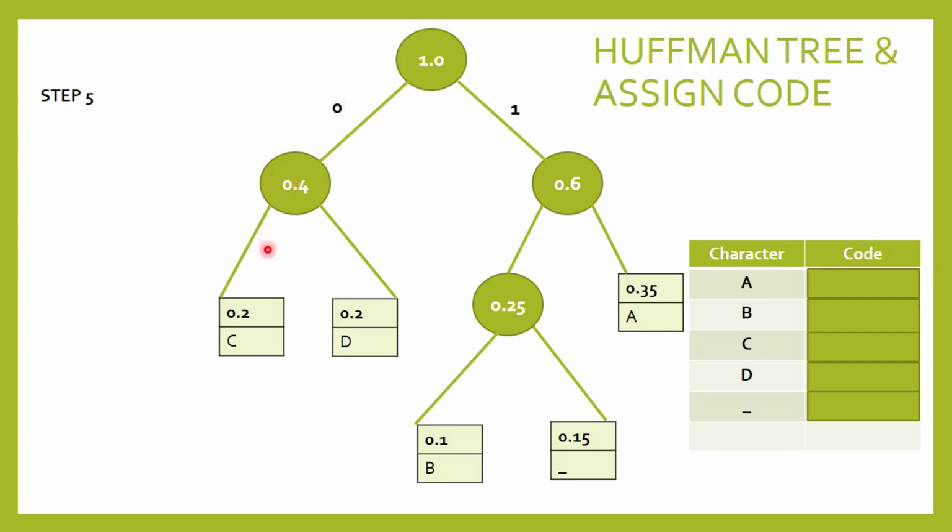Again come here, for this root, this is the left and this is the right. Assign left branch as 0, right branch as 1. Come here, assign left branch as 0 and right branch as 1. Then come here, assign left branch as 0 and right branch as 1. This is how you have to assign the bits.